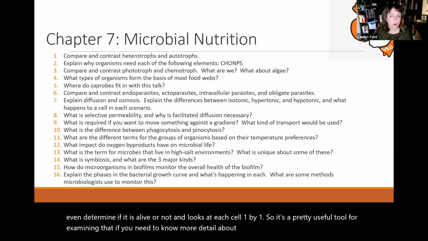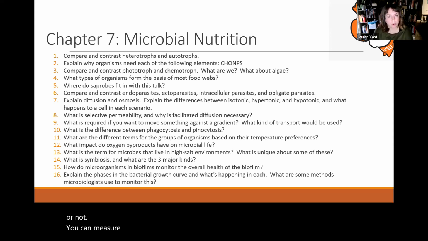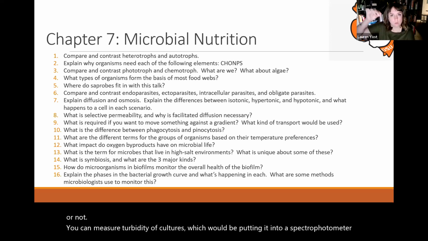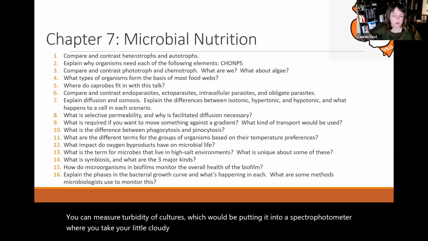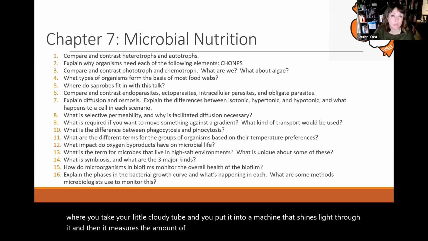just alive or not. You can measure turbidity of cultures, which would be putting it into a spectrophotometer, where you take your little cloudy tube and you put it into a machine that shines light through it, and then it measures the amount of light that gets through, and that tells it how cloudy it is and can base how many cells are in there.